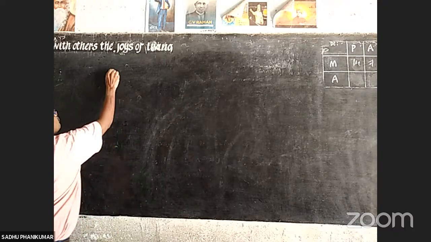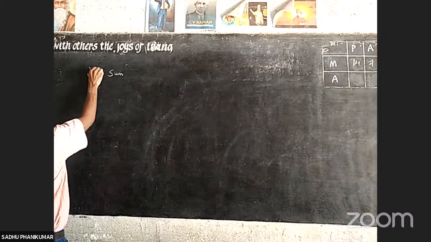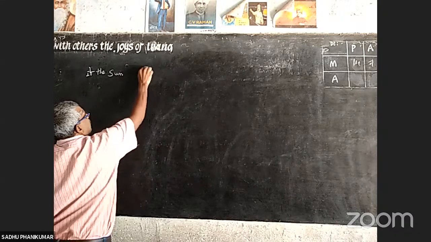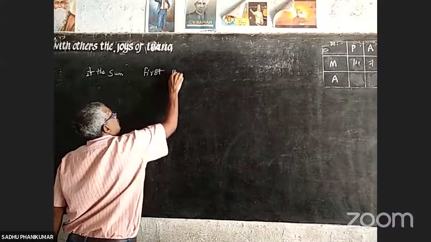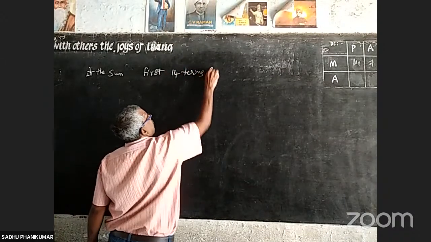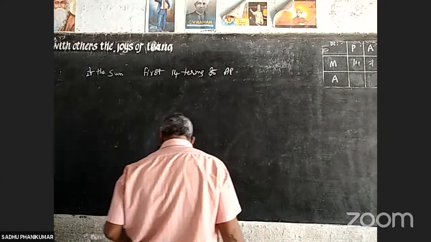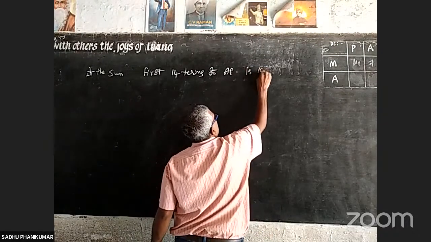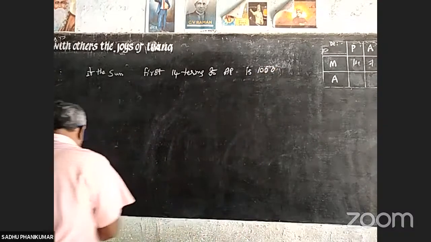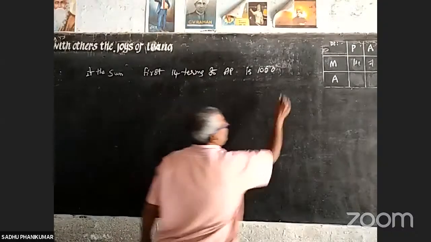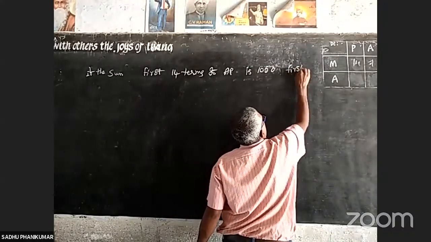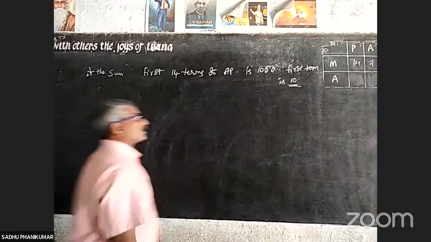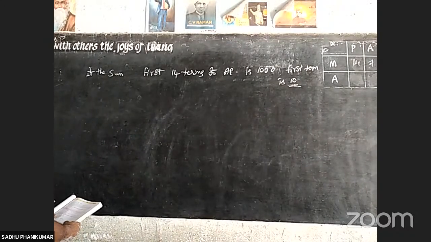If the sum of the first 14 terms of an AP is 1050, and its first term is 10, what we have to find is the 20th term.